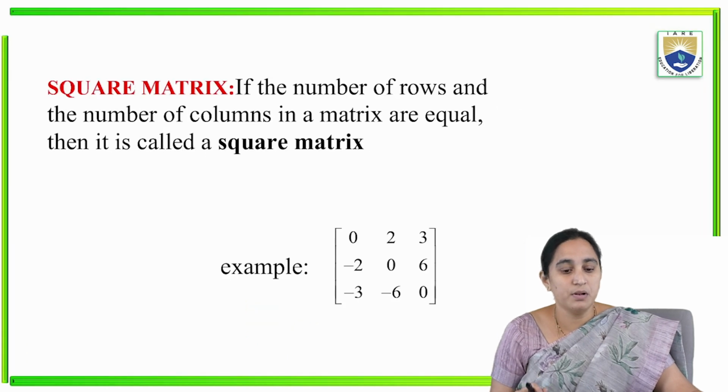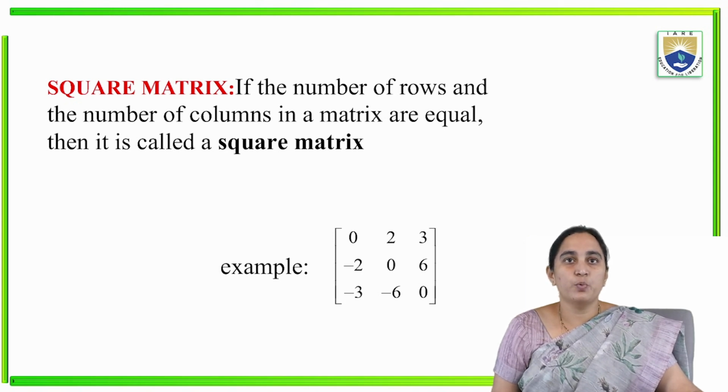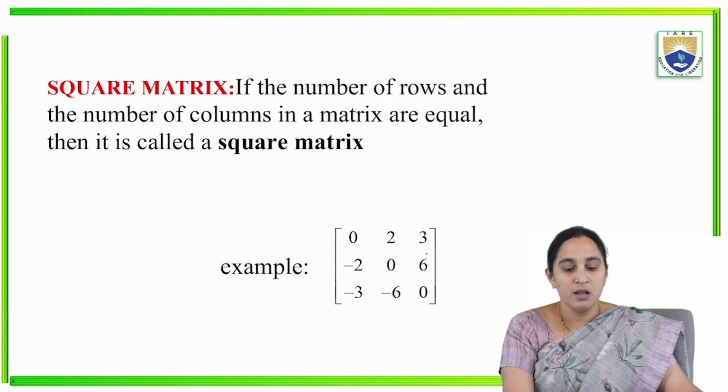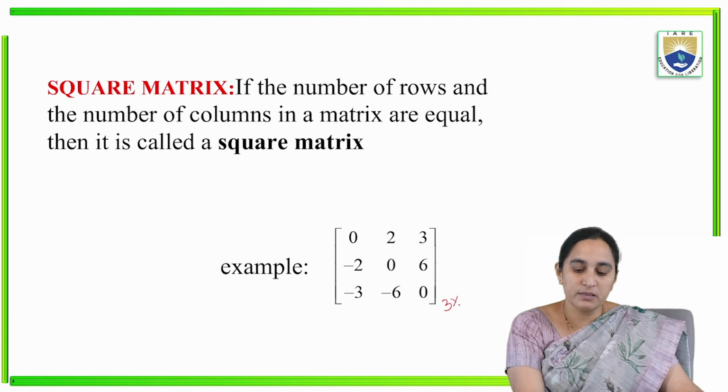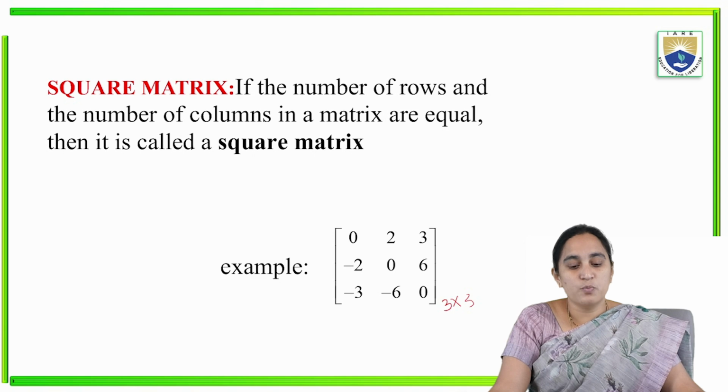Okay, next, square matrix. What is a square matrix? If the number of rows and the number of columns in a matrix are equal, that is called a square matrix. Observe here, there are three rows and three columns. That means the order of the matrix is 3 by 3. Here rows and columns are equal, so we call it a square matrix.